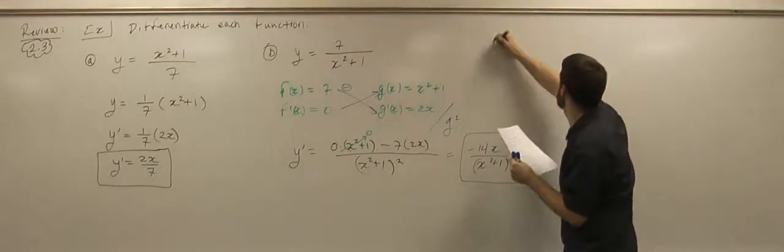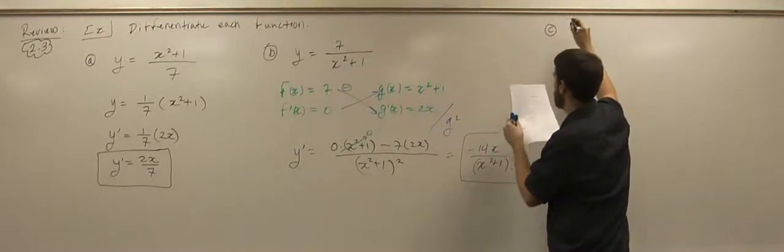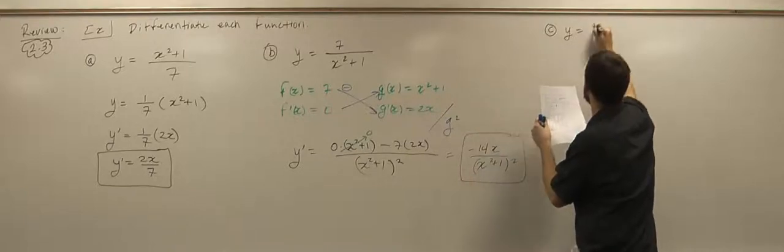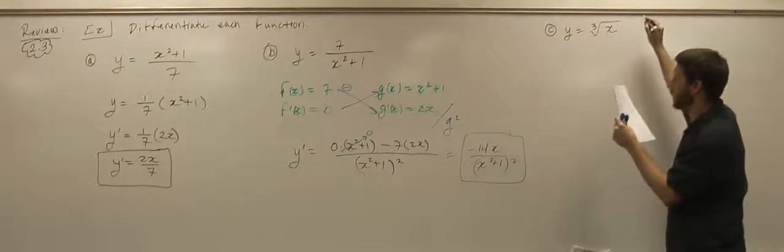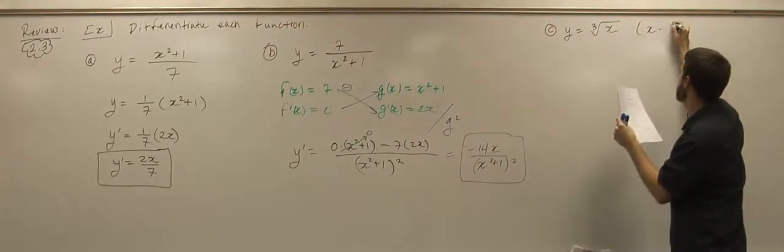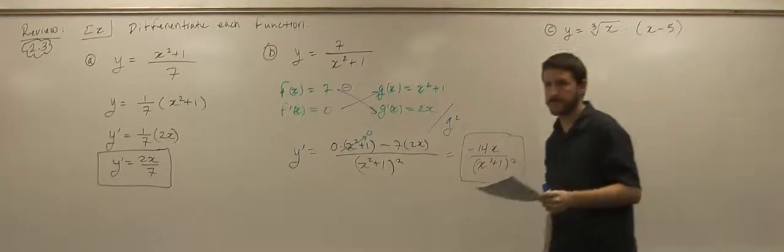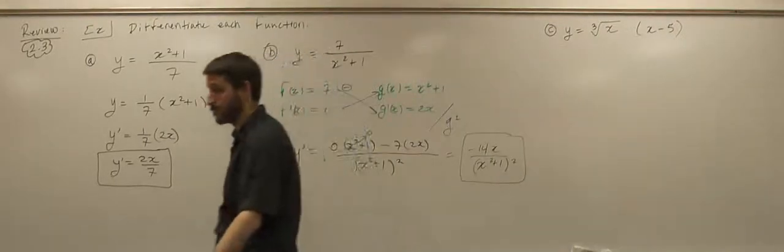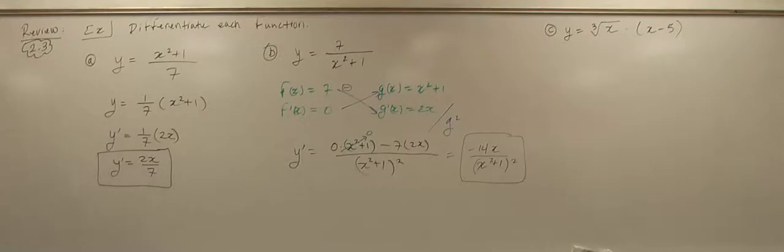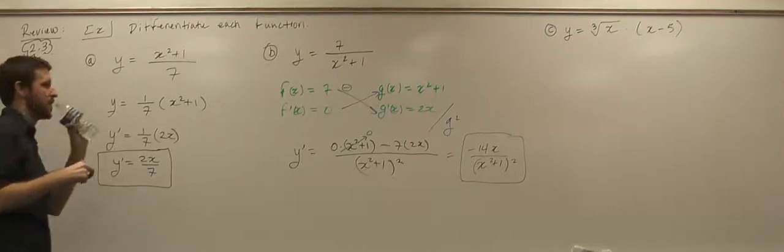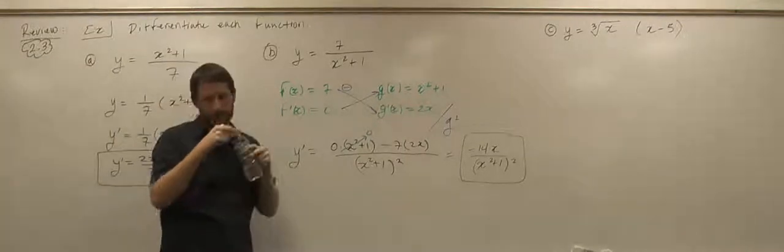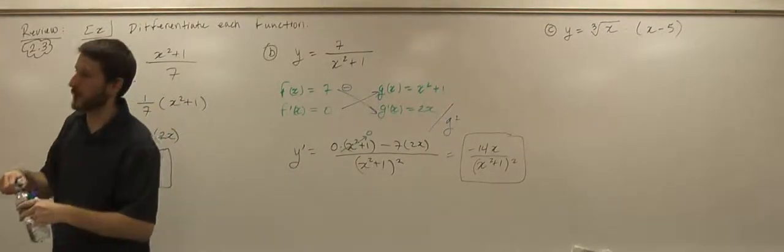So what if I gave you y equals cube root of x times (x minus 5)? Should we product rule this bad boy? Yes. No. But rewrite the x first. No product rule. You can do the product rule, but I wouldn't.